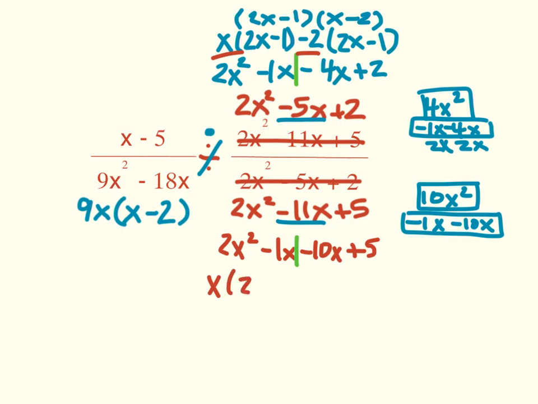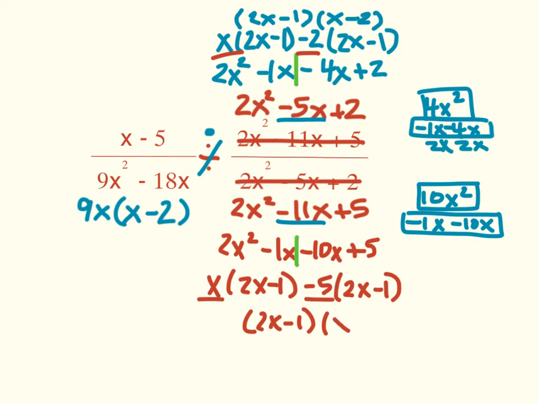Factor out an x, we're left with 2x minus 1. On the right hand side, factor out a negative 5, and we're left with 2x minus 1. Our parentheses match, which is great, so 2x minus 1, and what's left is x minus 5. All right.